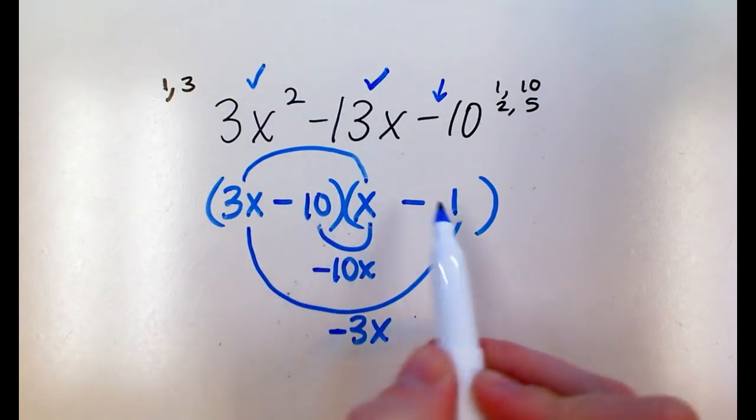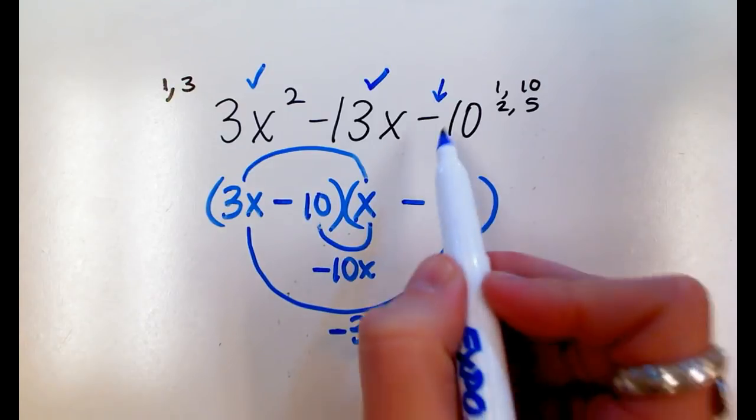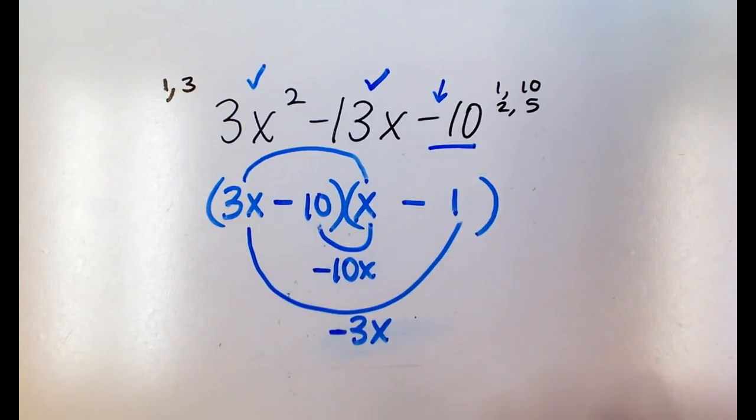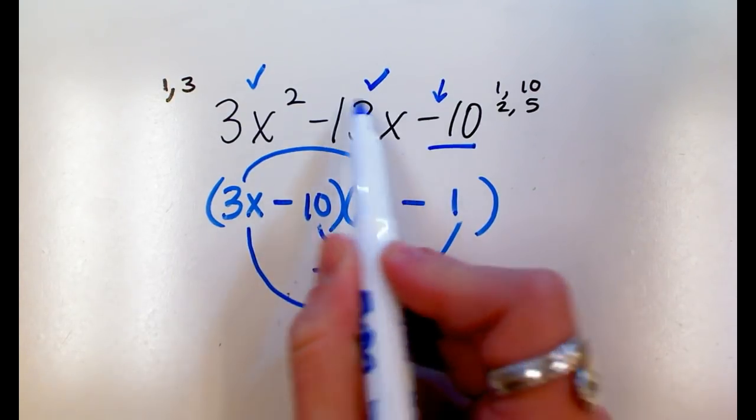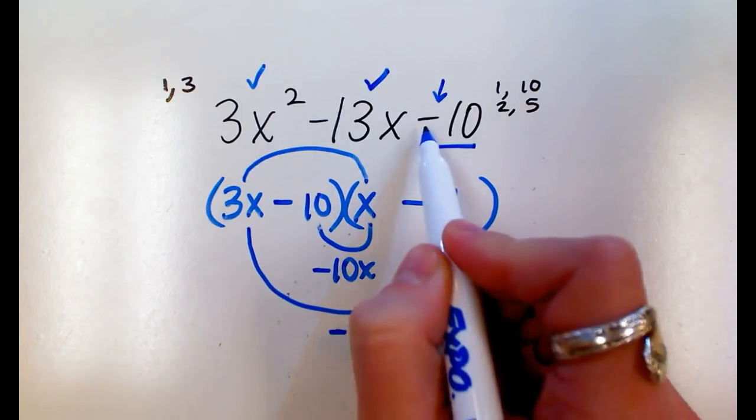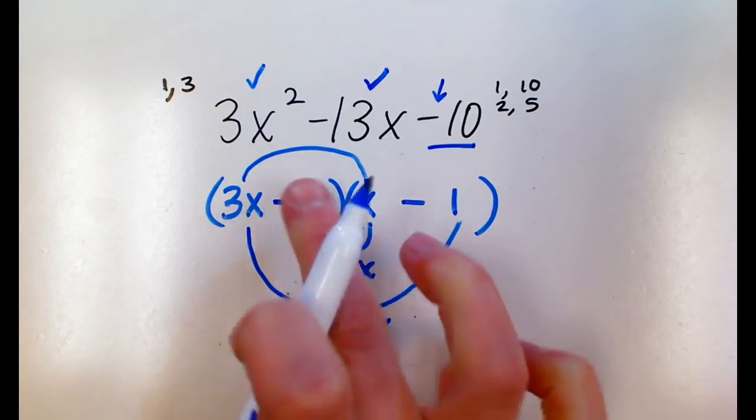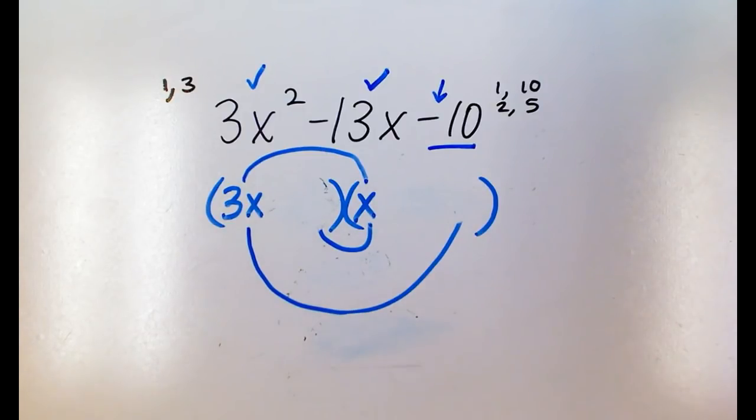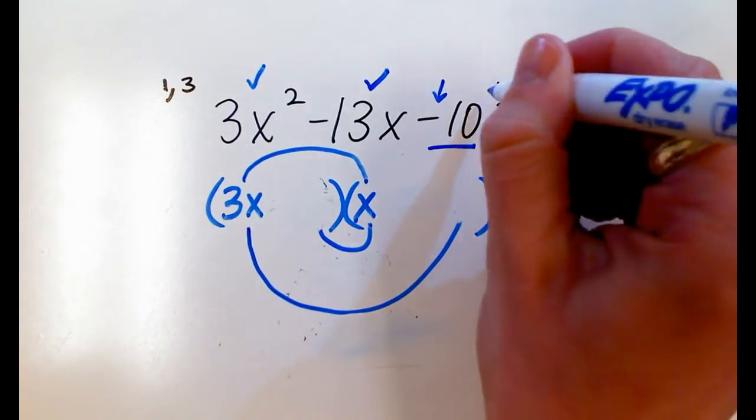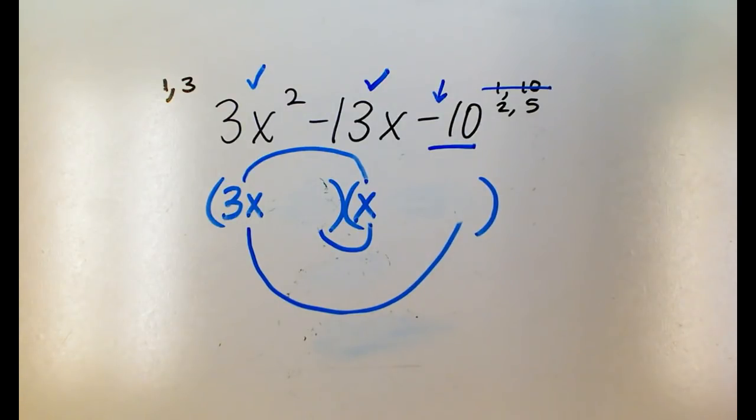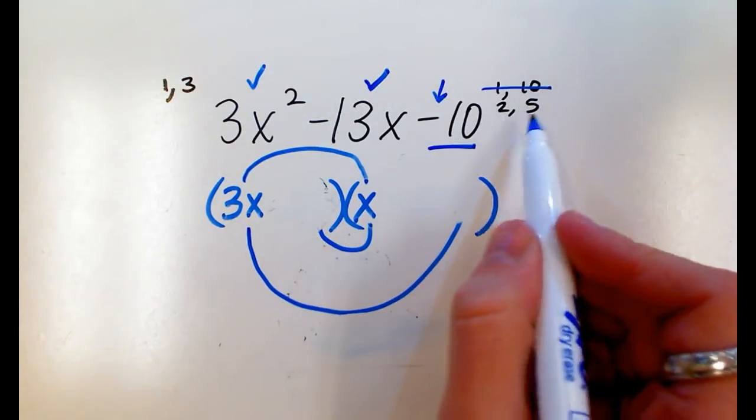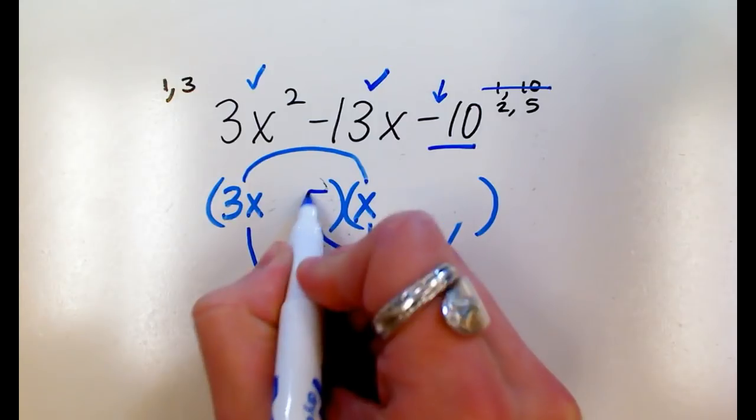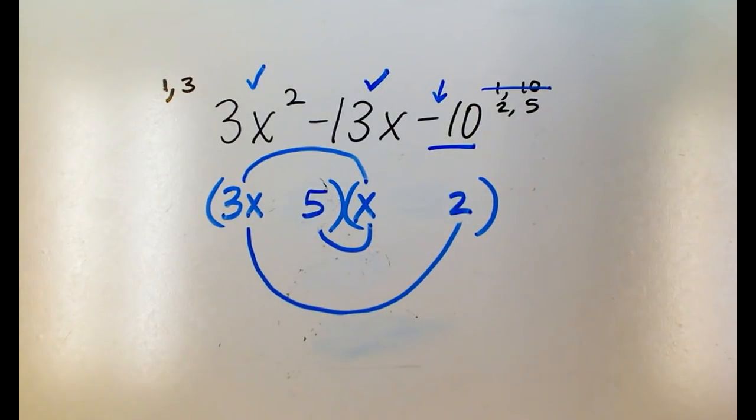And negative 10 times negative 1 does not give me negative 10. So even though it worked out for the middle term, it did not give us the correct sign in our trinomial. So I'm going to erase that one and try again. Guessing and checking. So 1 and 10 does not work in either position. So now I'm going to go on to 5 and 2. So I'm going to put 5 and 2.